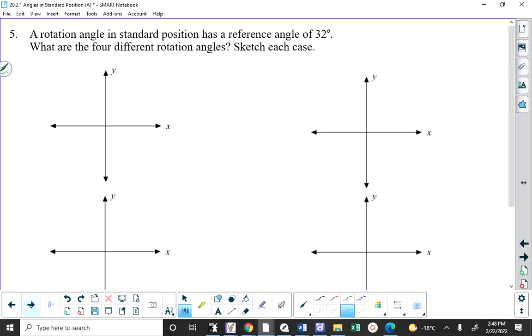I think I've done a fairly decent job of explaining this, so I'm going to give you a minute or so to come up with the 4 different rotation angles that are possible if we have a reference angle of 32 degrees, and I want you to sketch them. The only hint I will give you is the only way you can get 4 different rotation angles, if the reference angle is the same, is that they're in the 4 different quadrants. So you need to sketch a reference angle of 32 in each of the 4 quadrants and determine the rotation angle.